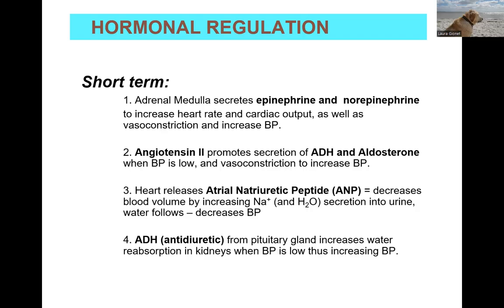Antidiuretic from the post-pituitary is going to target the kidneys to reabsorb water as well. So as we reabsorb water where we're producing urine, it enters back in the cardiovascular system and thus increases blood pressure.